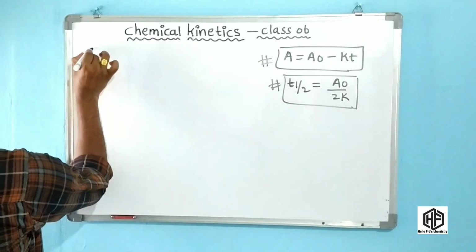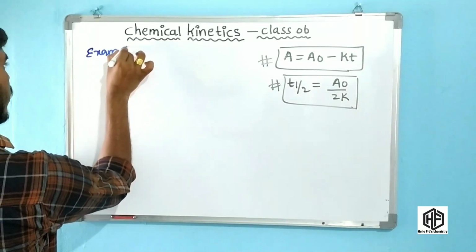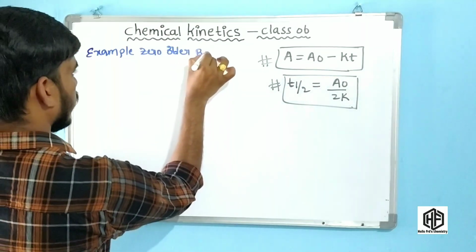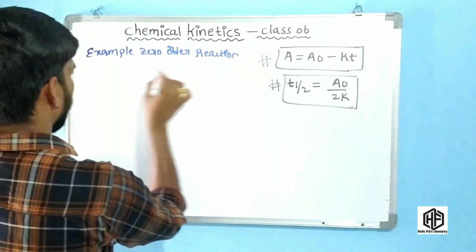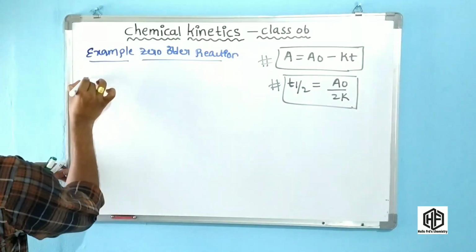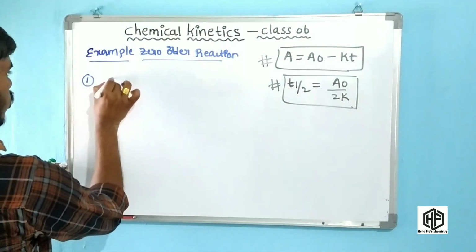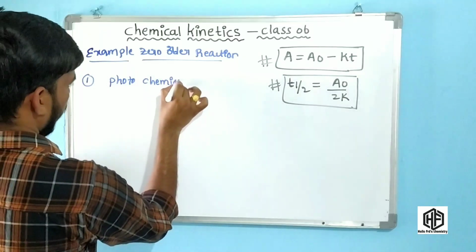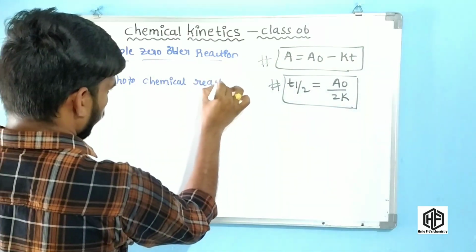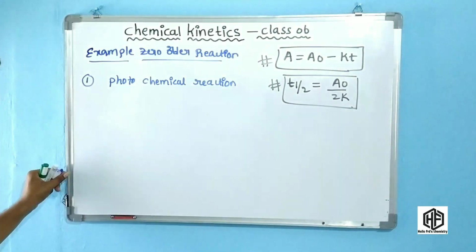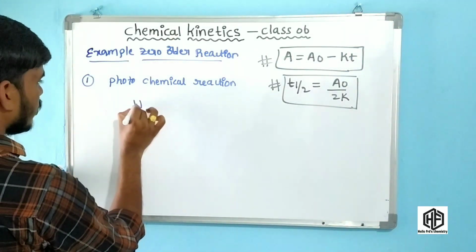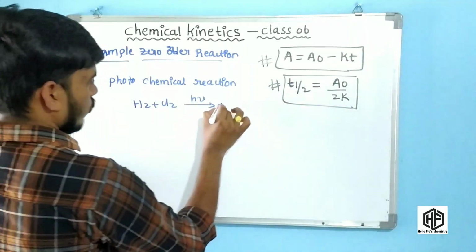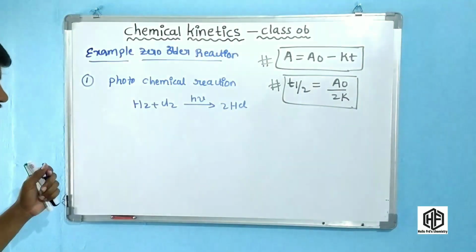Finally, examples of zero order reaction. Friends, the first example of the zero order reaction is the photochemical reaction. A photochemical reaction is an example of the zero order reaction. The example is H2 plus Cl2 gives 2HCl in the presence of light. This is an example of the zero order reaction.